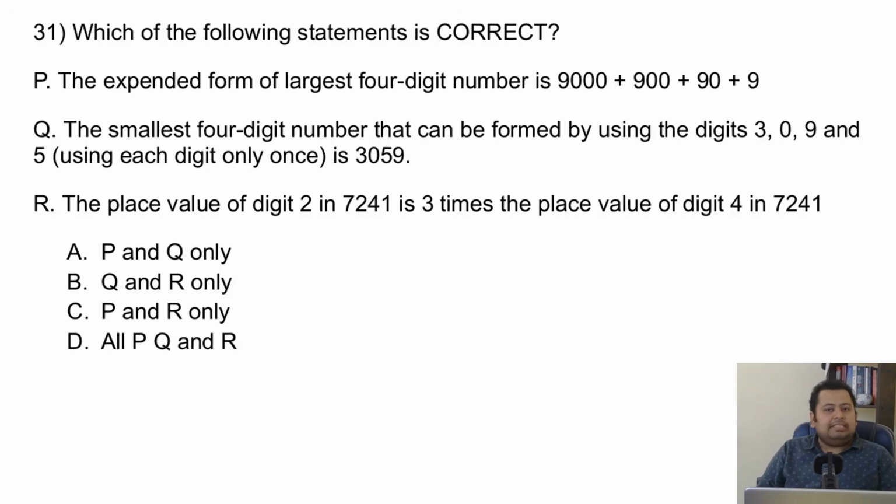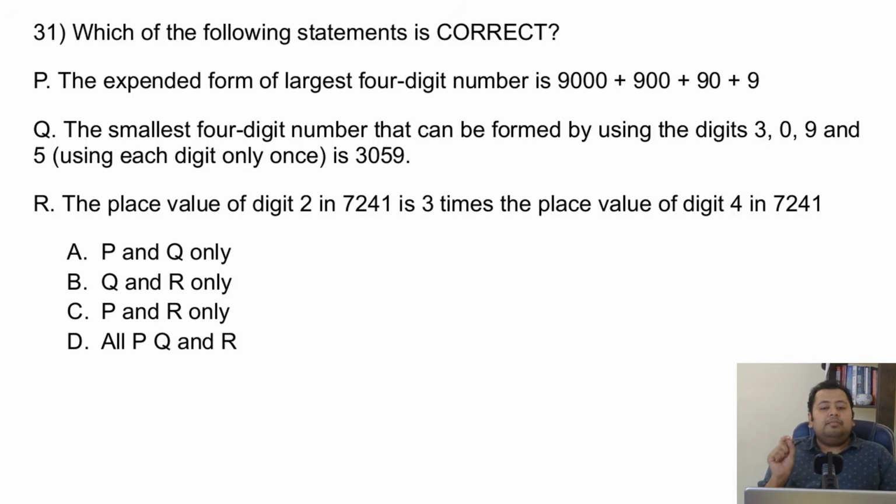Which of the following statements is correct? So you have to find out which of the following is correct. The expanded form of the largest four-digit number is what? First of all, find out what the largest four-digit number is. Just write that down, and then do the expanded form and see whether this is the right statement or not.